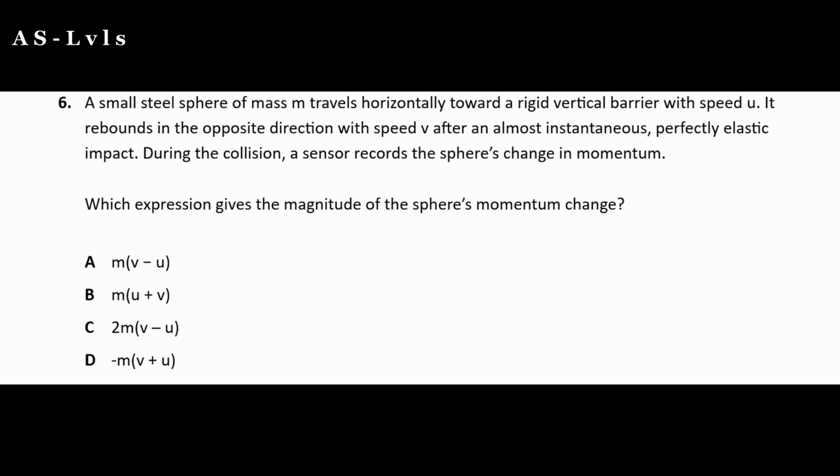Question 6. A small steel sphere of mass m travels horizontally toward a rigid vertical barrier with speed u. It rebounds in the opposite direction with speed v after an almost instantaneous, perfectly elastic impact. During the collision, a sensor records the sphere's change in momentum. Which expression gives the magnitude of the sphere's momentum change?